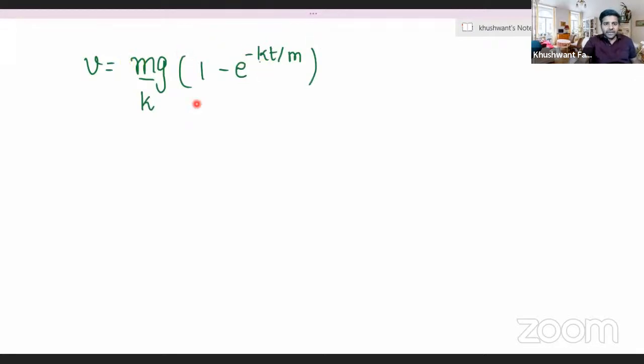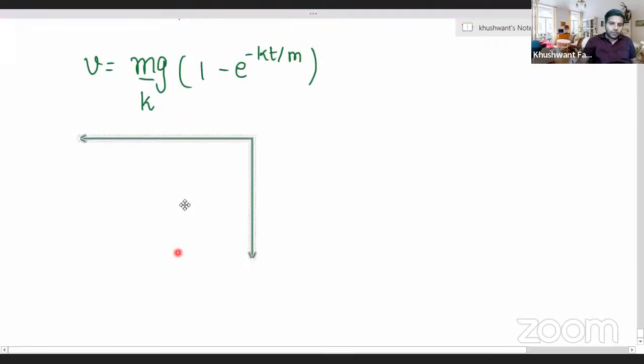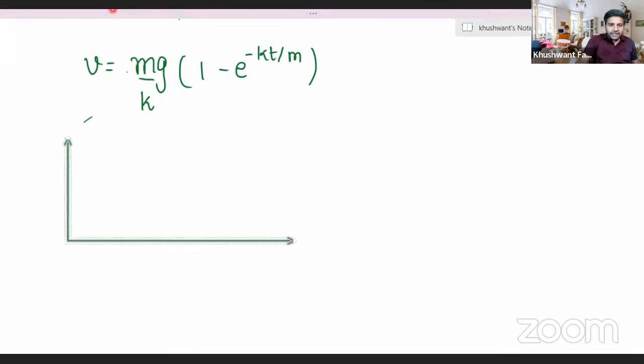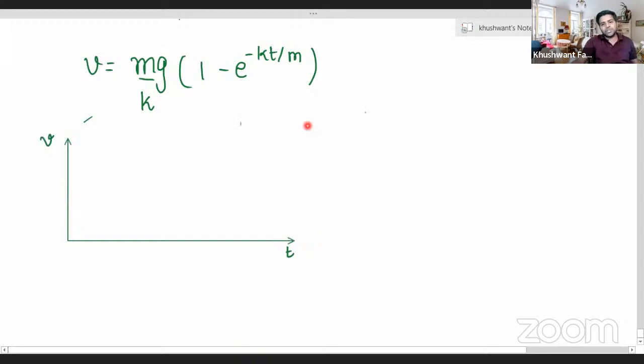Let's do that. So this time we have the curve of v versus t. We'll try to plot this curve of v versus t. Again you have y here, v here and t here. Now at t is equal to 0, what should the expression of this curve be? Let us see. At t is equal to 0, v is equal to mg by k into 1 minus e power minus 0. Now e power 0 is how much? 1, right? 1 minus 1 will give you 0. Therefore, velocity will be 0 at t is equal to 0.